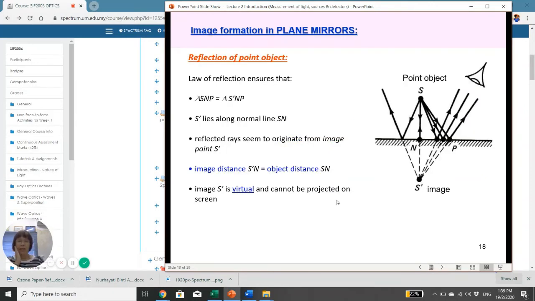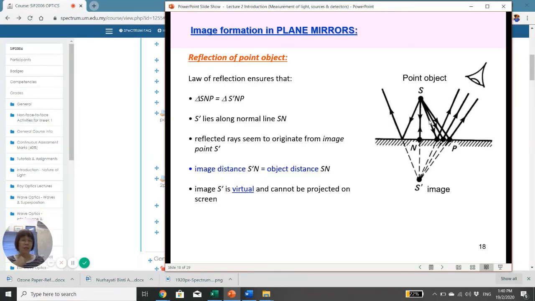Now, let's talk about image formation in plane mirrors. So we are talking about reflection of a point object. The law of reflection here will ensure that when we have the source, the point object, light rays from this object point, if one falls directly perpendicular to the surface of reflection, then it gets reflected directly along its path.